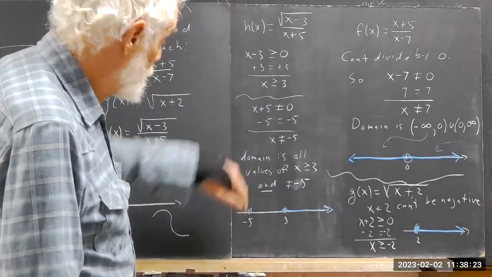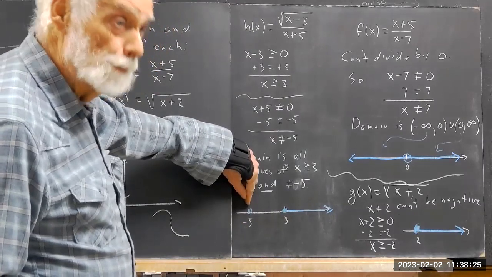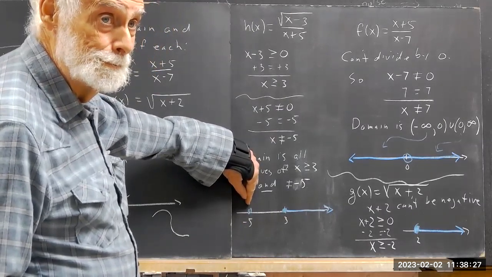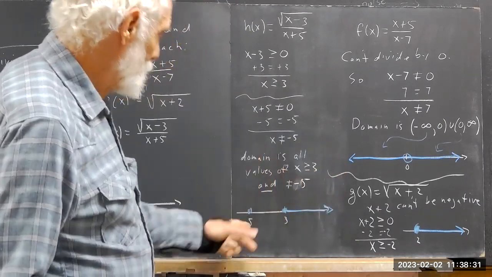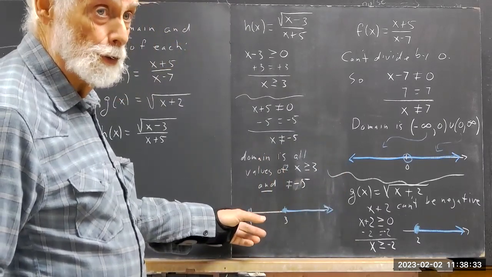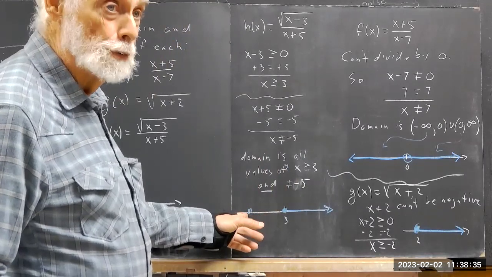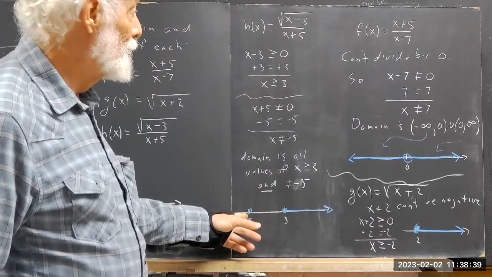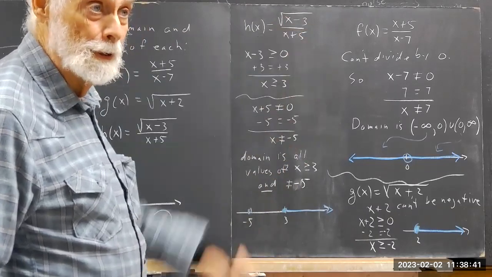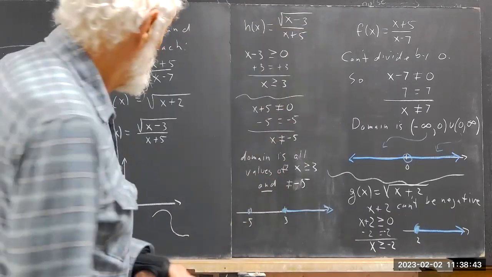Since it has to be greater than 3, it doesn't matter that it can't be equal to -5. We ought to know that. It doesn't add anything, and it doesn't hurt to have it there, as long as you don't put a closed dot on it. If there's a closed dot, that means -5 would be allowed, but -5 can't be. That would screw up the square root. Okay.